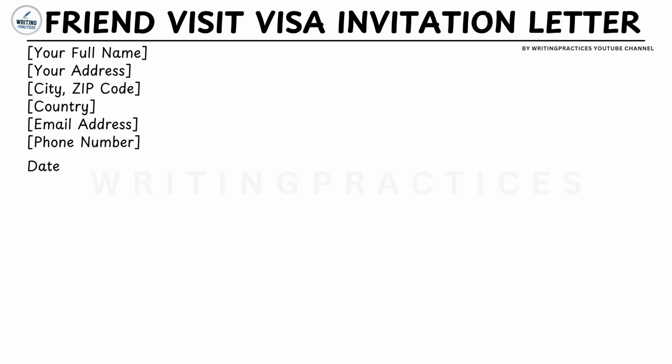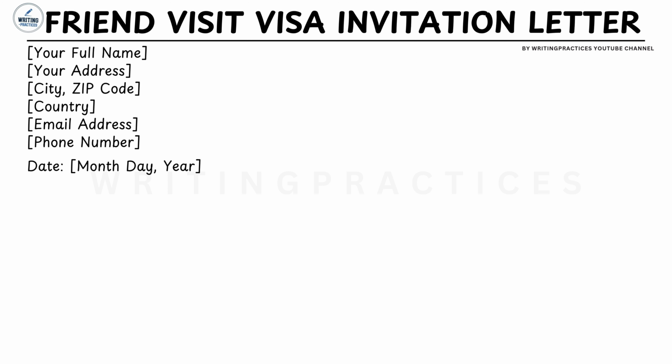Date. After your details, include the date on which you are writing the letter. This might seem like a small detail, but it ensures that the embassy is reviewing an up-to-date invitation. Remember to use the correct format based on the country's standard, such as March 30th, 2025, to keep things clear.